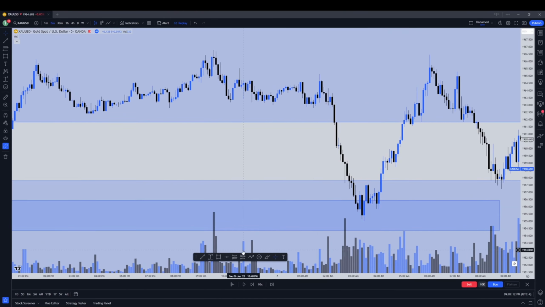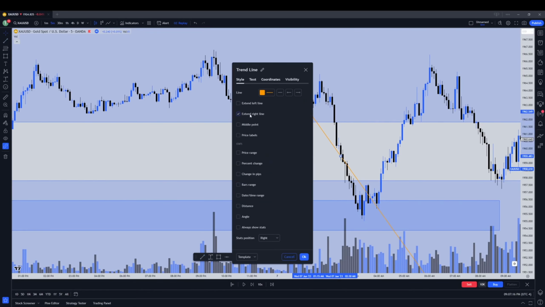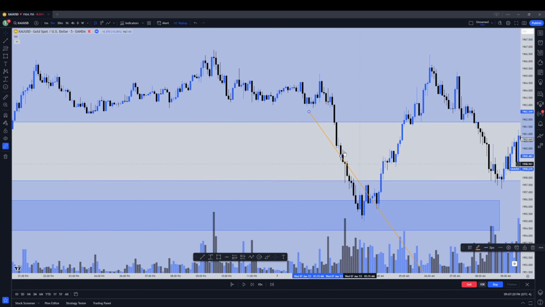So how you draw a trend line is, I'll take my trend line tool, and this is what I like to do for my settings. I like to extend my right line. So it's just less effort, but it's up to you. I have my trend line here. And what I do is I take my trend line. You always start your trend line at the start of the move, unless it is an invalidated area.